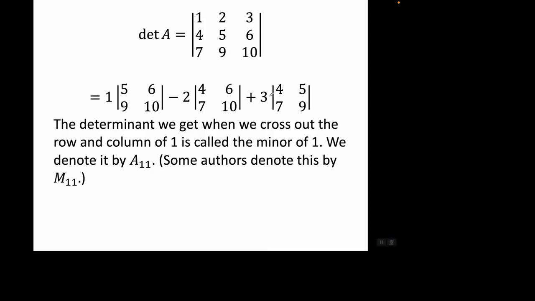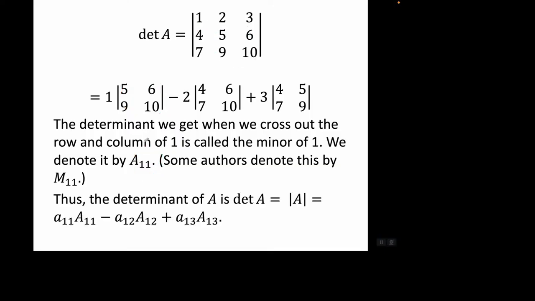Now, the determinant we get when we cross out the row and column of 1 is what we call the minor of 1. So this thing here, 5, 6, 9, 10, that's what we call the minor of this entry 1. We denote it by A11. Some authors denote this by M11. Thus, the determinant of A looks like this.